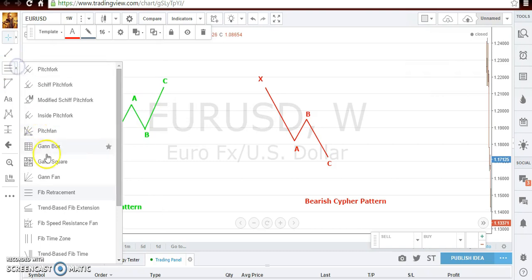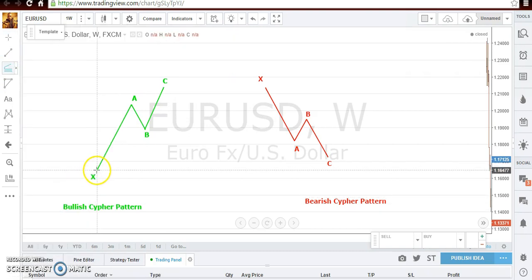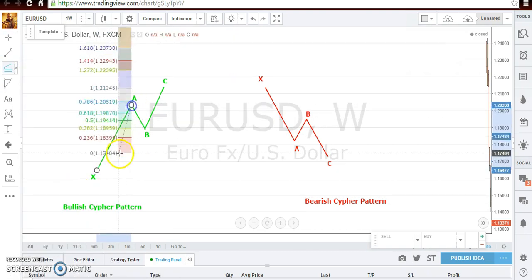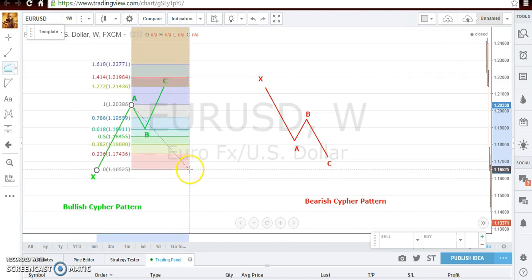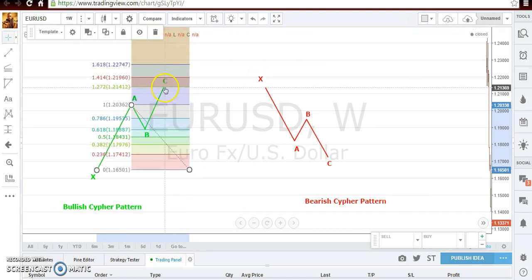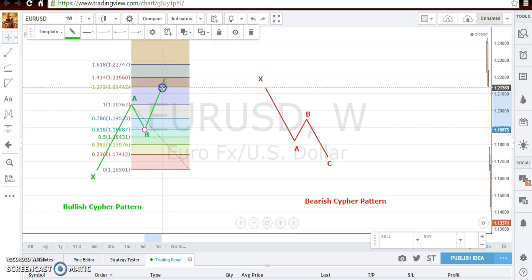So I'm going to bring in my Fibonacci extension tool. I'm going to go swing low to swing high and back down again. So this is the rule. The rule is that C must touch the 127 extension of the X to A leg, and it shouldn't touch the 141. So basically C has to come in between the 127 and the 141 extension line.